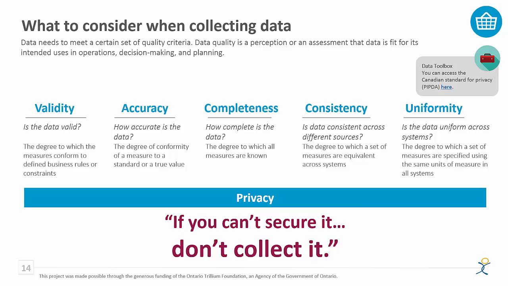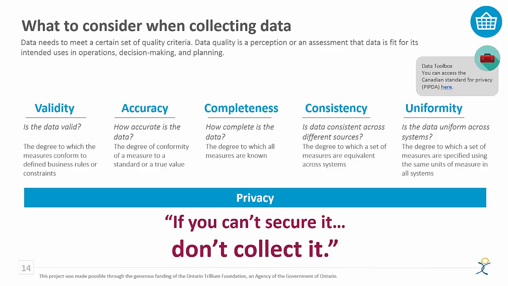So first of all, validity. Is the data valid? A simple example of this is if you're collecting the age of a client. It should be a number. So the word young, or even the word 22 spelt out, should not be considered valid data for age, because they're not numbers.